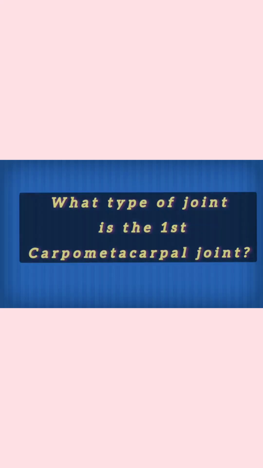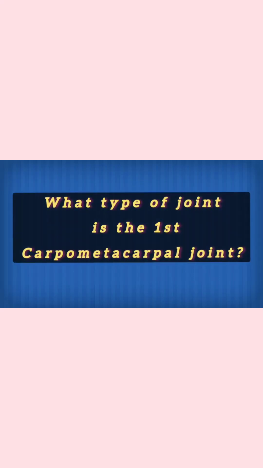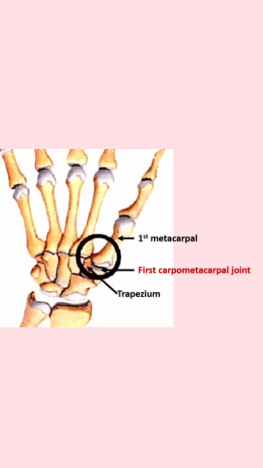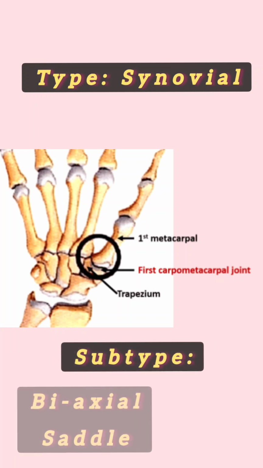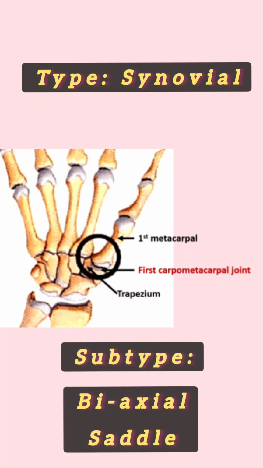Next question is, what type of joint is the first carpo-metacarpal joint? This is the first carpo-metacarpal joint, found between the trapezium and the base of the first metacarpal bone. So, this joint is very important in the hand. It may be asked in the theory as well as in the practical examination. So, you must remember this joint, and this is a synovial joint, subtype biaxial saddle joint.